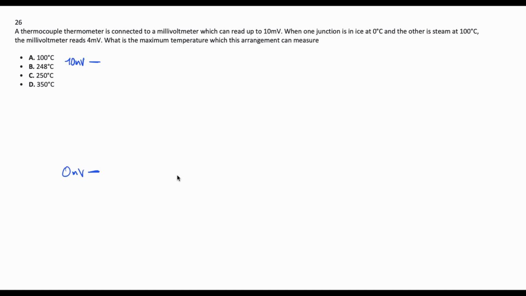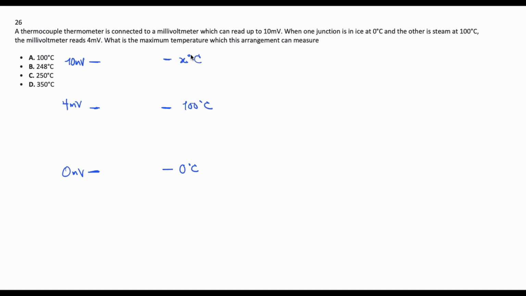On the other hand, on the temperature scale, we know that the minimum is 0 degrees centigrade. And the maximum is what we're trying to find, because the question says, what is the maximum temperature this arrangement can measure? So let's designate the maximum temperature that can be measured as X degrees centigrade. Now we're told that when the thermometer is in steam at 100 degrees centigrade, which should be somewhere here, for example, the millivoltmeter reads 4 millivolts. So 4 millivolts corresponds to 100 degrees centigrade.